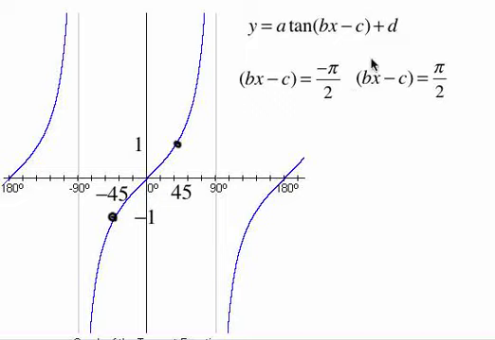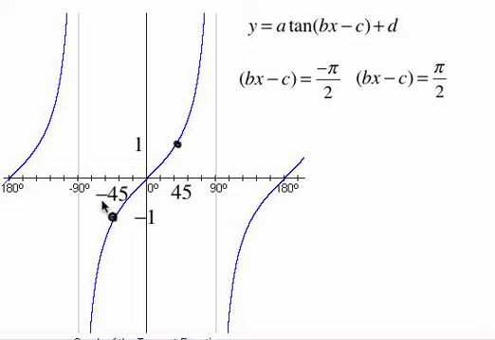The other difference, we still set bx minus c equal to the beginning and the end of the period, but tangent has a different period than sine and cosine. The period of tangent begins at negative 90, or negative pi over 2, and ends at 90, or pi over 2. So we set bx minus c equal to negative pi over 2, and then to positive pi over 2, because that's the period for tangent.